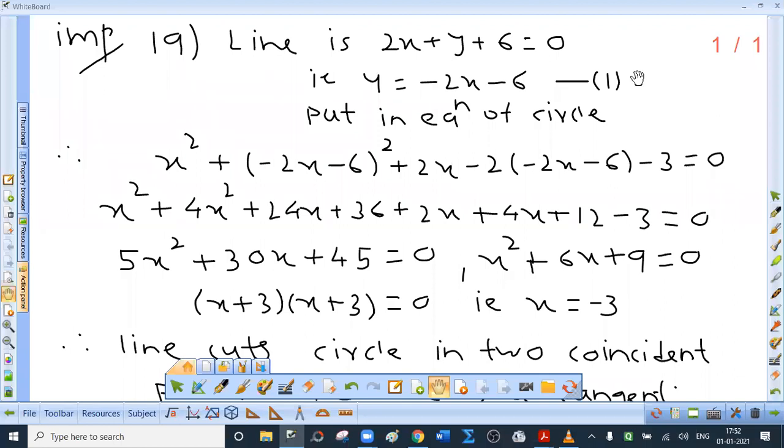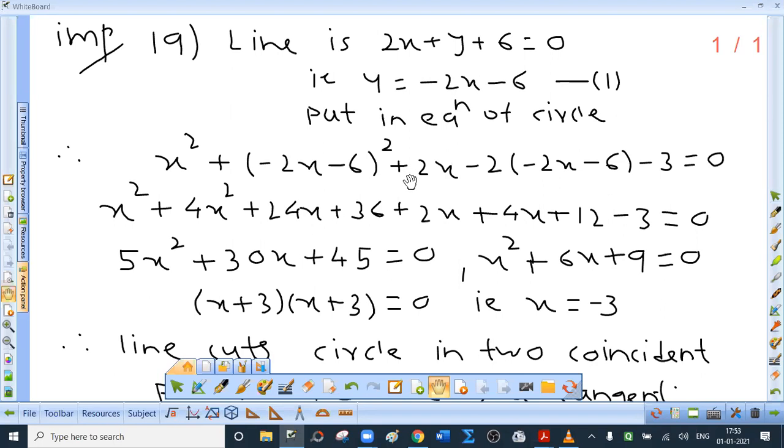Sum number 19, this type is important. Show that the line 2x + y + 6 = 0 is a tangent to the circle x² + y² + 2x - 2y - 3 = 0. Find its point of contact.